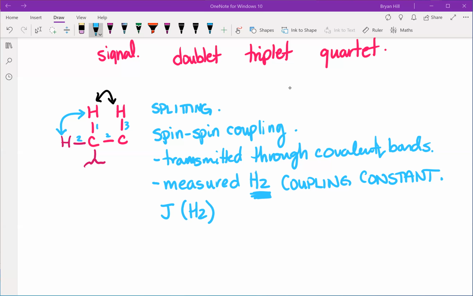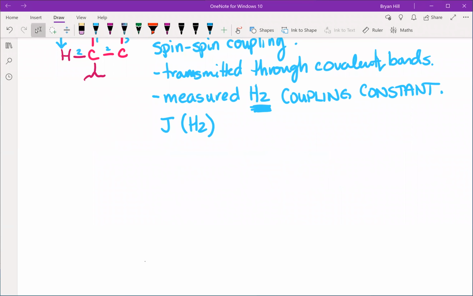What happens here is that typically the fewer the number of bonds, the higher the coupling constant. So we'll talk about this in a second. Let's just talk about the different types of coupling.